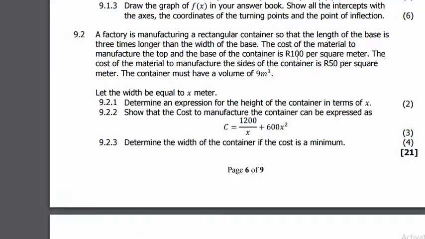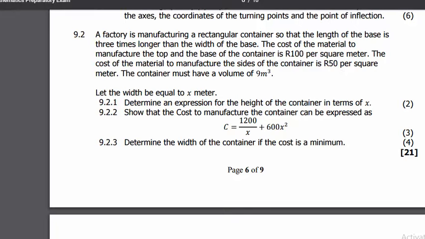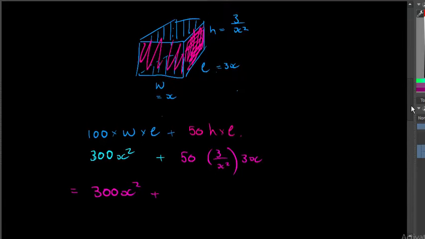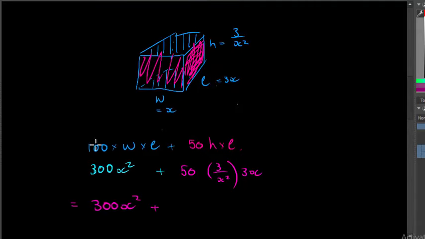Okay, the top and the base is 100 Rand, the cost of the material. Okay, wait. I made a mistake. First of all, sorry, this must be doubled. The reason why that has to be doubled is because there's a top and a bottom. Sorry, I forgot to do that.